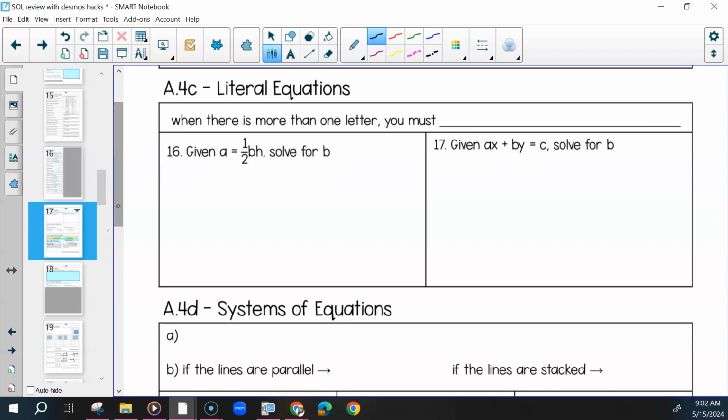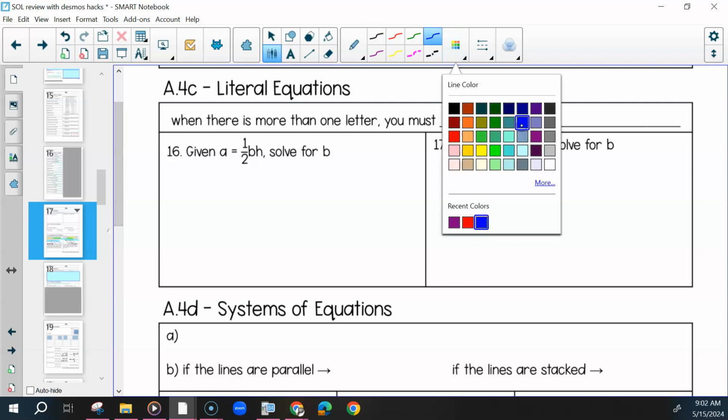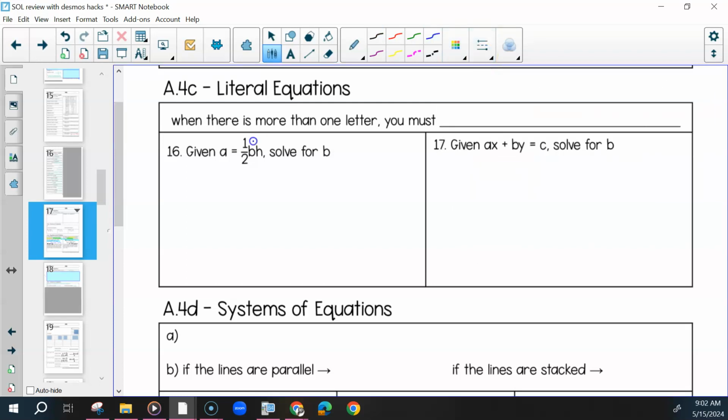Anytime you see anything with literal equations, you have a bunch of variables. You have to solve for some variable. You're doing that at the end. So in 16, when we have to solve for b, there is a couple ways that you can solve this. The easiest would probably be get rid of the 1/2, take the reciprocal, multiply both sides by 2, so that the 1/2 and the 2 cancel. And then if we're solving for b, divide both sides by h.